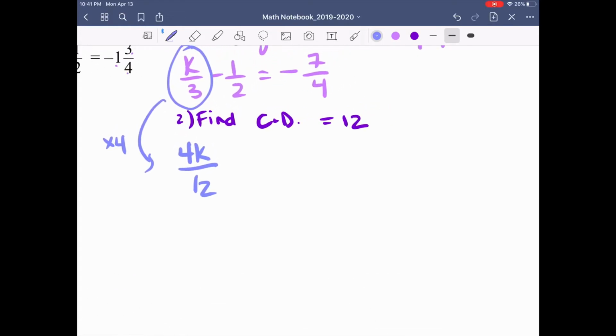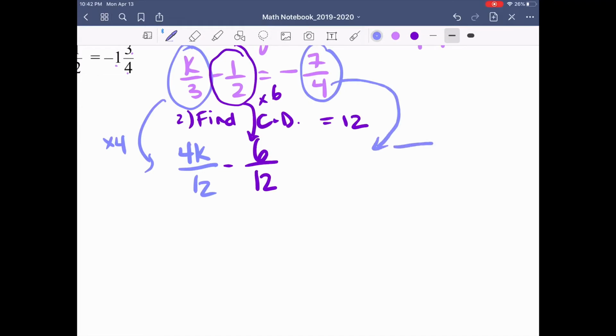Now our next one is 1/2. To get that over 12, we have to do 2 times 6. And what you do to the bottom, you do to the top. So 1 times 6 is 6. And then for the last one, to make it over 12, we had to multiply 4 by 3. So equals over 12. 4 times 3 is 12. 7 times 3 is -21. So now we have common denominators.